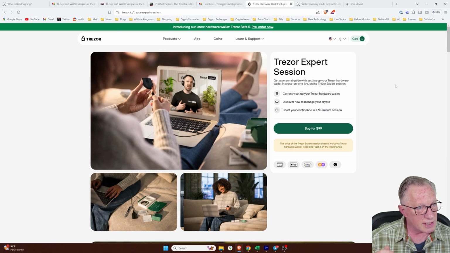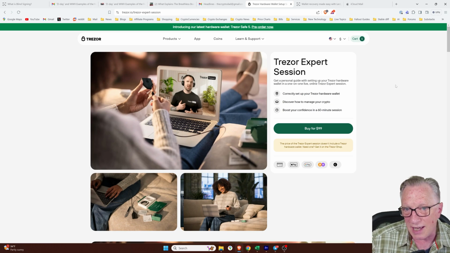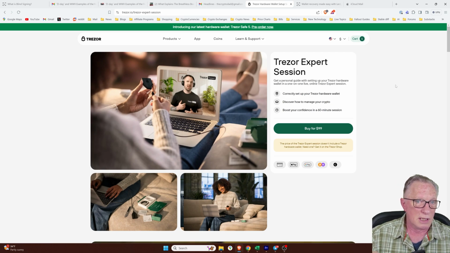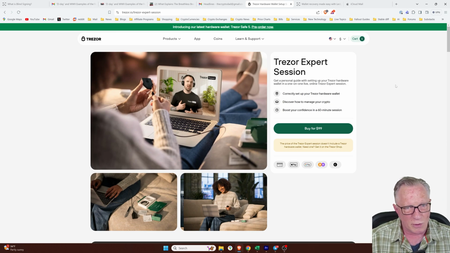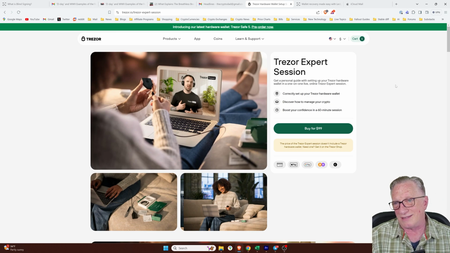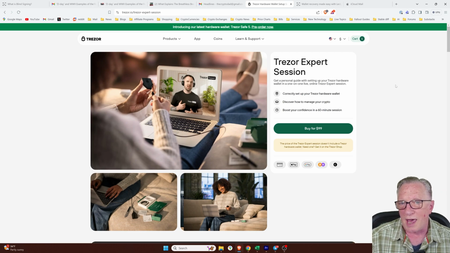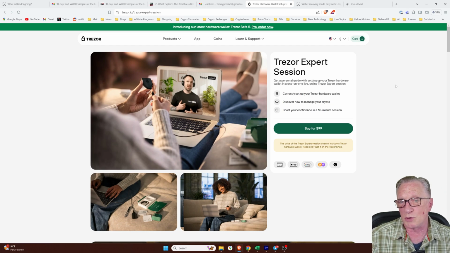So Trezor has made a pretty balanced approach. It's $99, which is a little bit steep for a lot of people. A lot of people just can't afford an extra $100 for a tech session. But I think that there is a sweet spot of people that need this service and can afford this service to make this a truly innovative solution on Trezor's part.